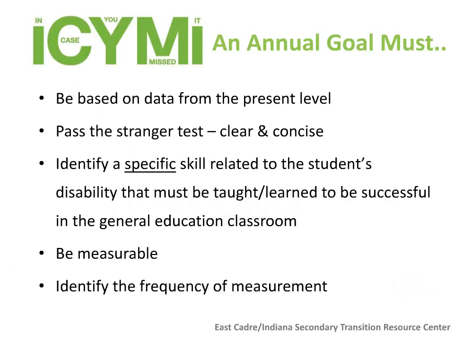Not only are measurable post-secondary goals required, but in case you missed it, a measurable annual goal is also required for a compliant transition IEP. An annual goal should be based on data from the present level, pass the stranger test, be clear and concise, identify a specific skill related to the student's disability that must be taught or learned to be successful in the general education classroom, be measurable, and identify the frequency of measurement.